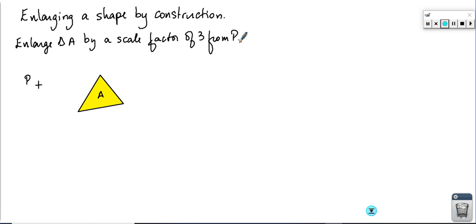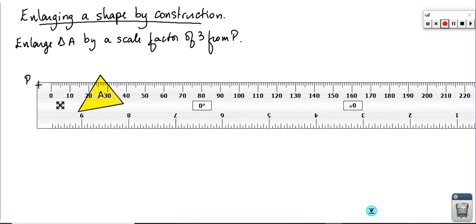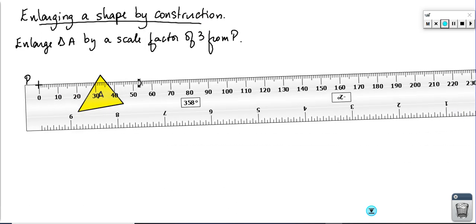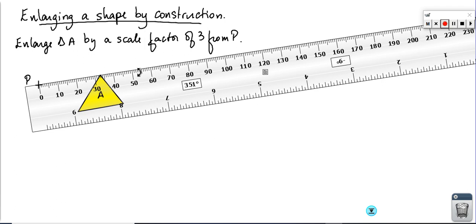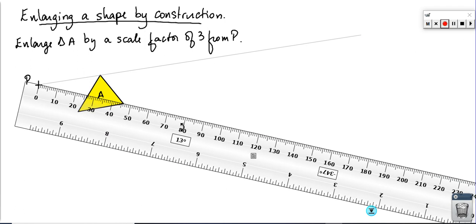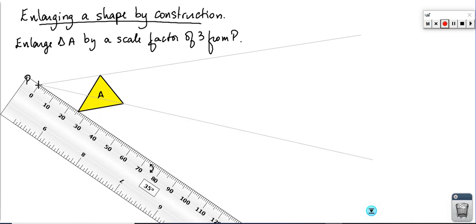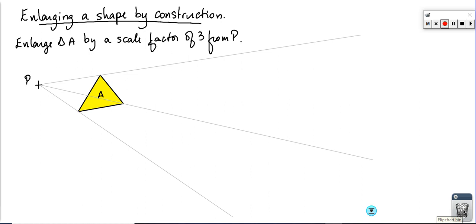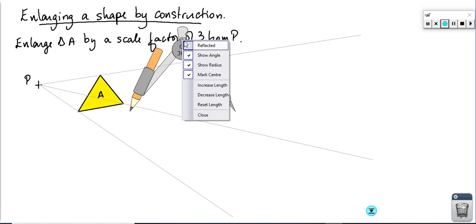Of course, if it's by construction, we need our ruler and our compass. So first thing which we need to do is take out our ruler, place it on P, and draw a very faint line from P all the way through. This is the first one. I'm going to do the same for the other vertices. I have the second one, and for the third vertex I have the third one. So we have drawn 3 very faint lines.